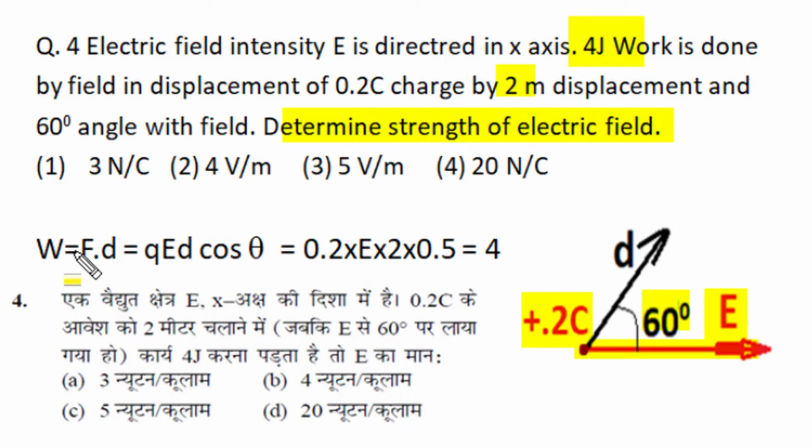Now we know when force and displacement have a certain angular deviation, then the amount of work done is given as the dot product of force and displacement. The force on charge Q in an electric field is QE, and when the force QE and displacement have an angle theta, then the dot product is force multiplied by displacement and the cosine of the angle between the two.